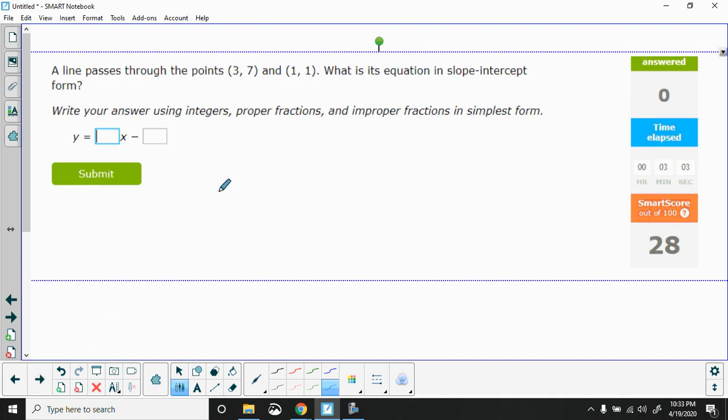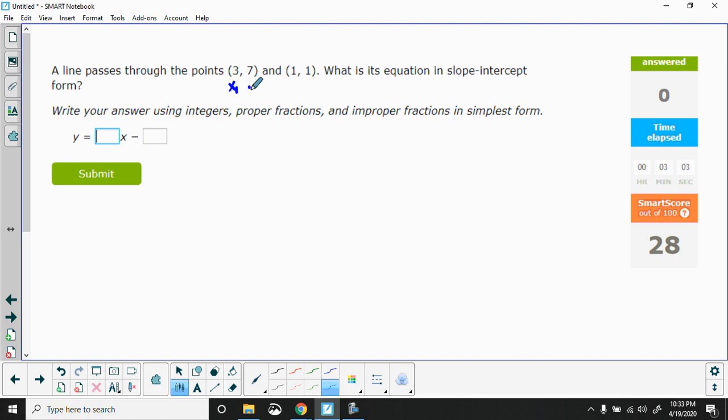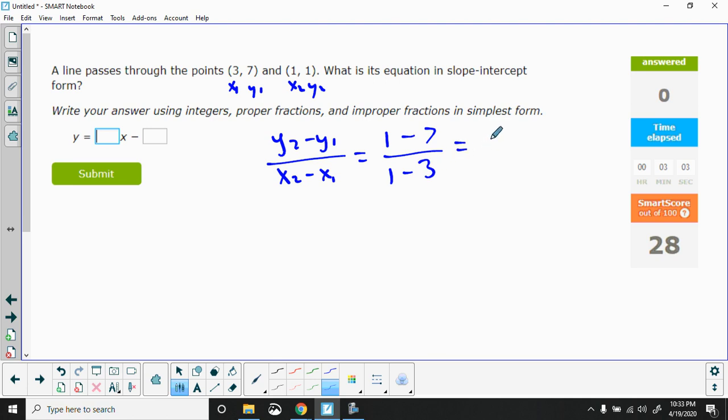Same thing, if I were you, I would label x1, y1, x2, y2, formula for slope. Plug in what you know. 1 minus 7, 1 minus 3. 1 minus 7 is negative 6. 1 minus 3 is negative 2. 2 negatives make a positive. 6 divided by 2 is 3. That's your slope.